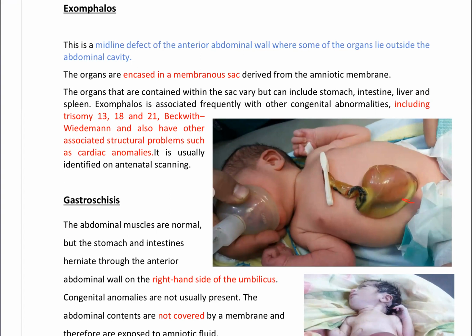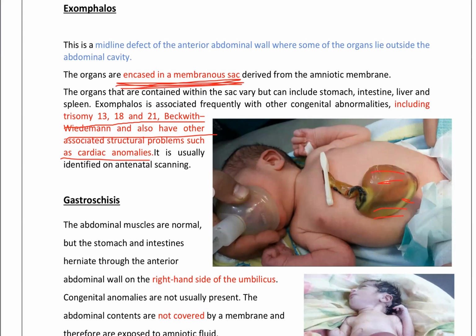So on the anterior abdominal wall, when the organs come out through the abdominal cavity, it is an exomphalos. It could be commonly associated with some syndromes like trisomy, Beckwith-Wiedemann syndrome, or sometimes some cardiac anomalies could be associated. And it will be covered by a membrane. You see, a membranous sac is surrounding it.